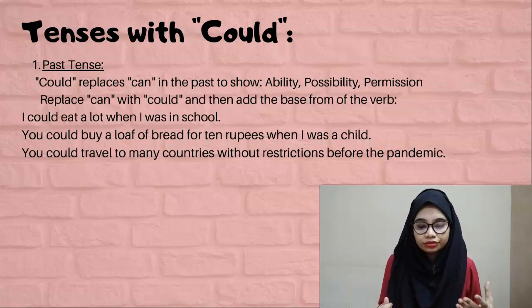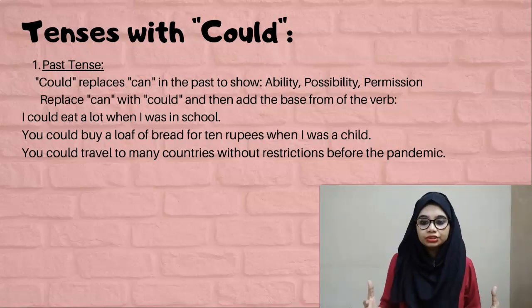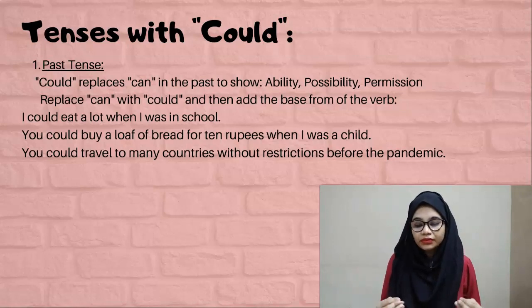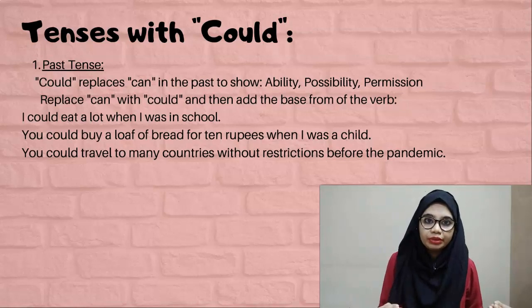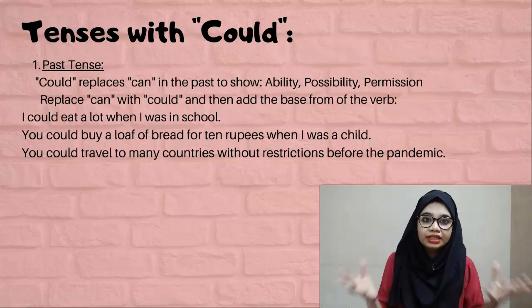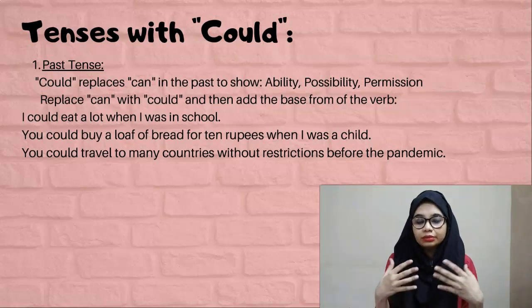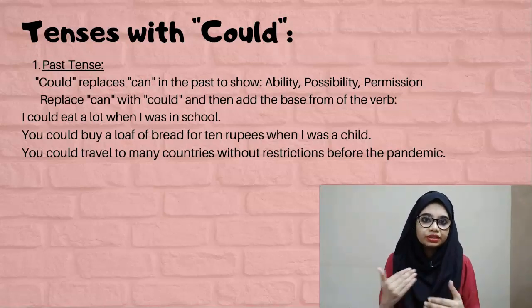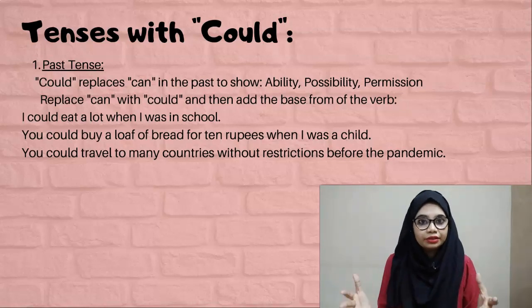You could buy a loaf of bread for 10 rupees when I was a child. So this is showing possibility. The first sentence is showing ability. You could travel to many countries without restrictions before the pandemic. This is showing permission. So before the pandemic, we had the permission to travel to many countries without the restrictions that are new now because of the pandemic. So these are three different examples where could replaces can and how you can make those sentences.